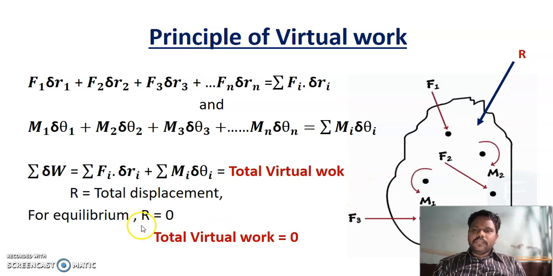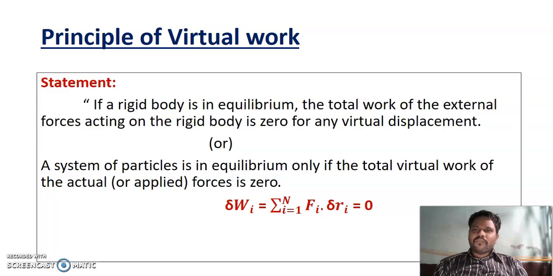However, for a body in equilibrium, the total displacement is 0. Hence, the total virtual work is 0. The principle of virtual work states a rigid body is in equilibrium if the total work done of the external forces acting on a rigid body is 0 for any virtual displacement. Or it can be stated, a system of particles is in equilibrium only if the total virtual work of the actual forces is 0. Mathematically, delta W is equal to 0 is the principle of virtual work.